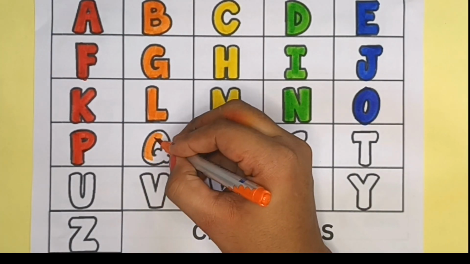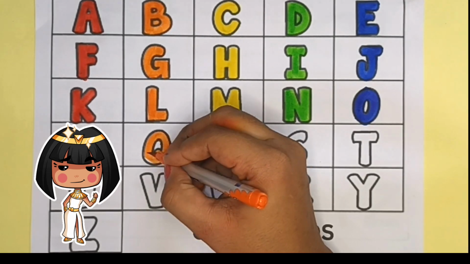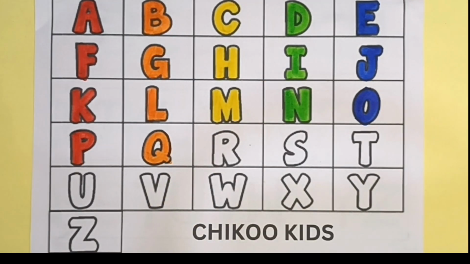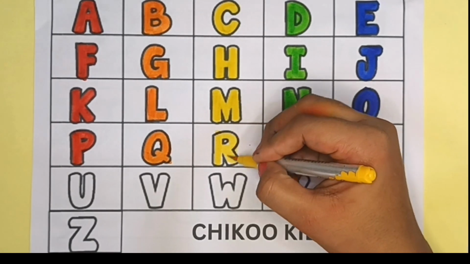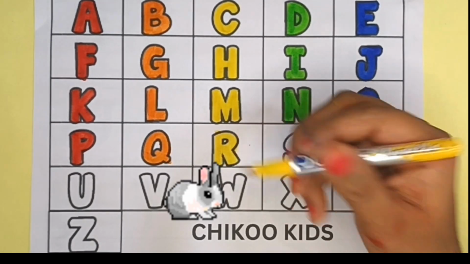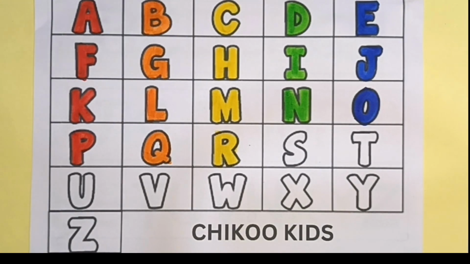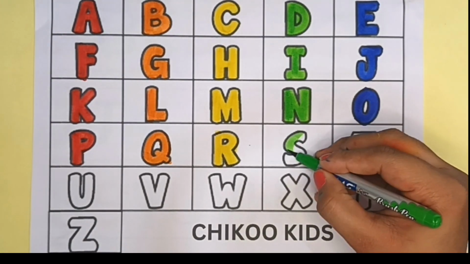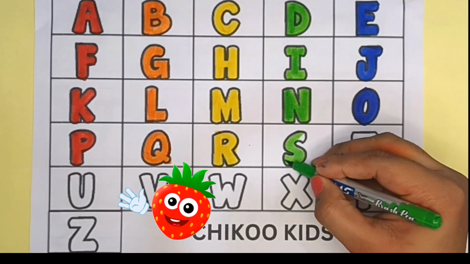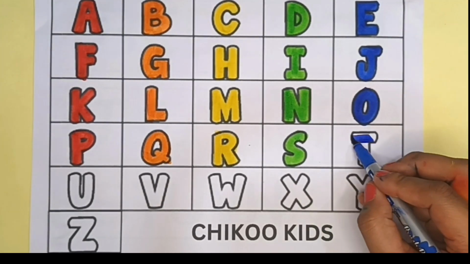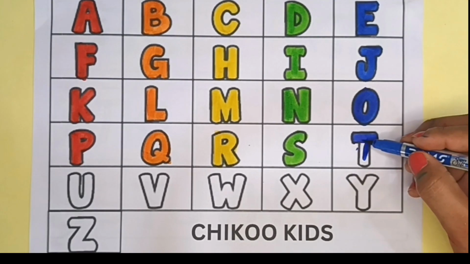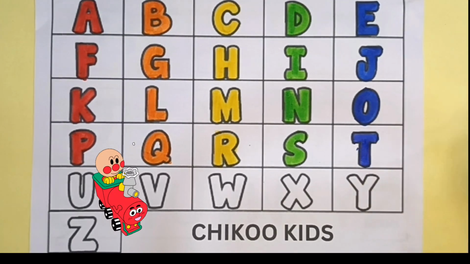Q for queen, orange color. R for rabbit, yellow color. S for strawberry, green color. T for train, blue color.